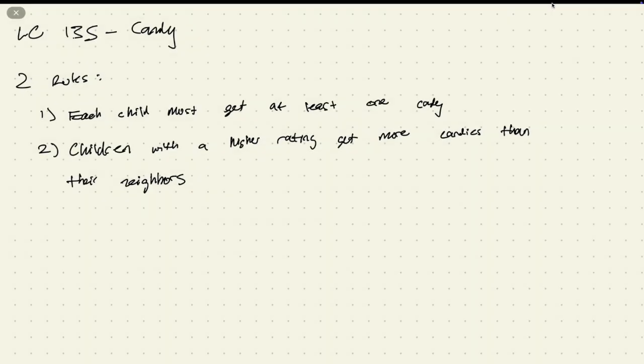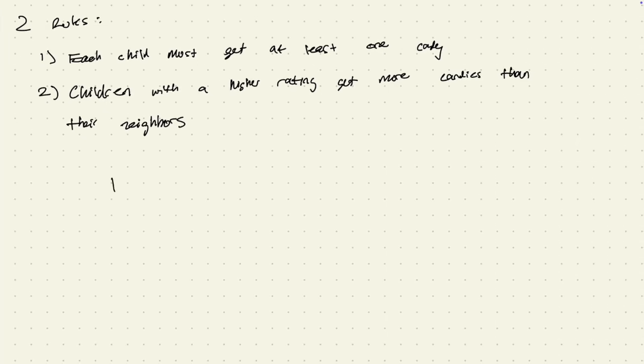Okay, perfect. So there's two rules, right? You're trying to distribute candy to n children. Each child must get at least one candy, and each child with a higher rating gets more candies than their neighbors, right? So let's say that the array looks like this: 1, 3, 5, 2. And these are the children's ratings.